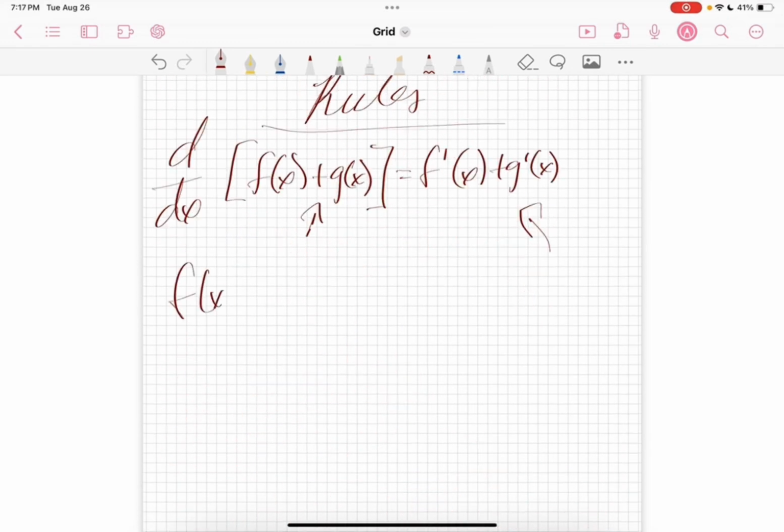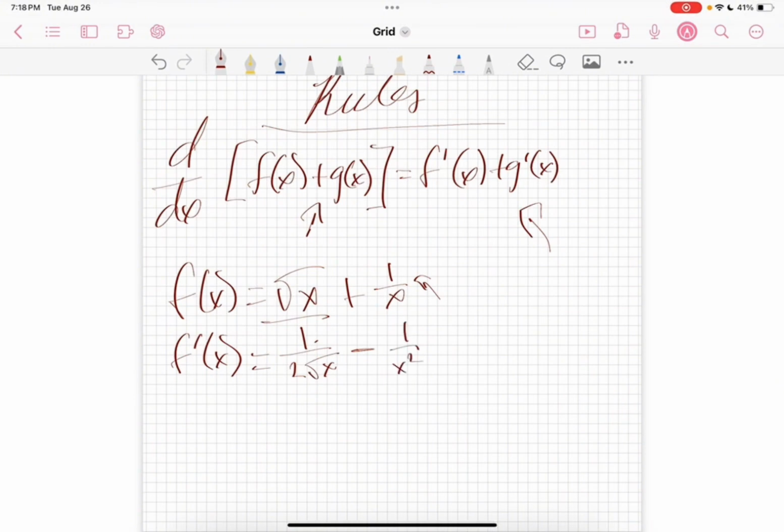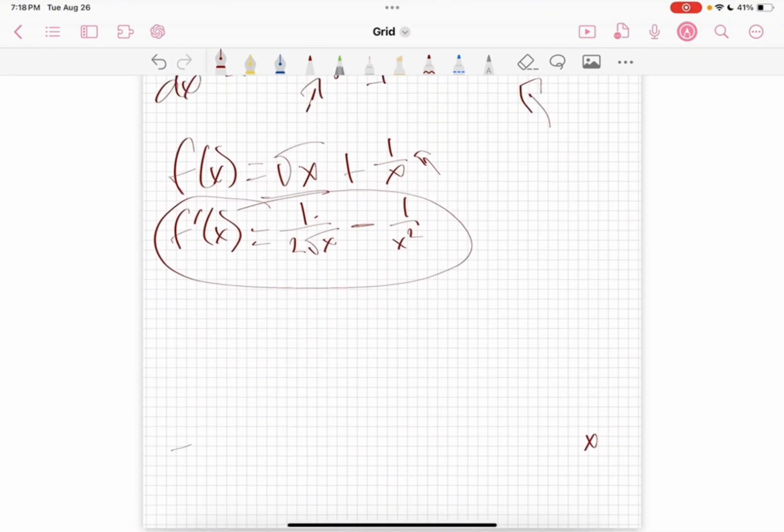Example number 4, let's add a square root again. Square root of x plus 1 over x. So first we need to find the derivative of this, which now we know as 1 over 2 square root of x. And because the derivative of 1 over x is negative, it is now minus 1 over x squared, and that is f prime of x.